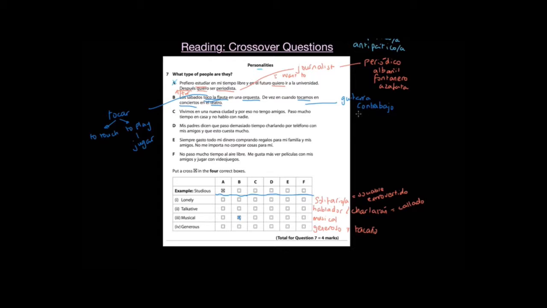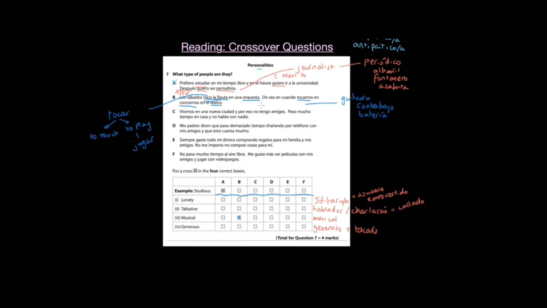Contrabajo, double bass. Or other than contrabajo, we've got as well la batería. La batería, if we're talking about technology, it is a battery, but if we're talking about music, that's the drums. So it's important to look at some of the instruments which might not be cognates.